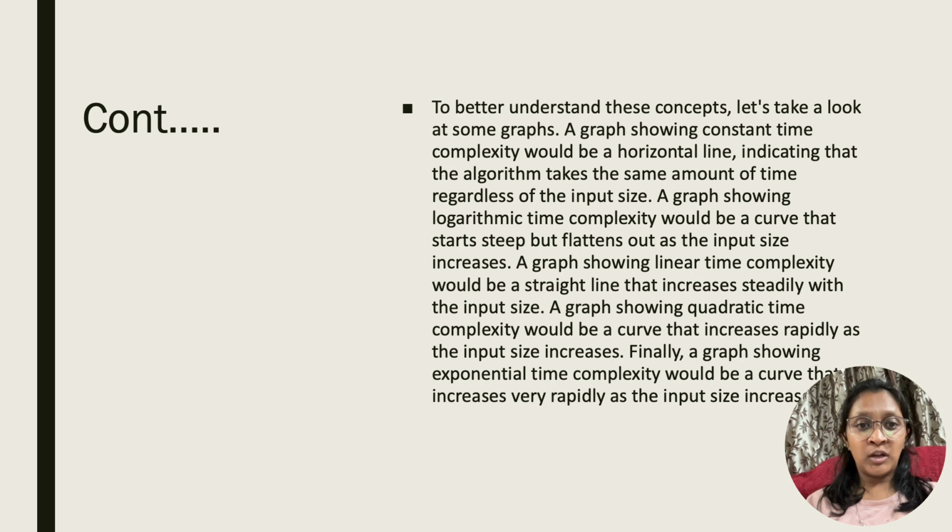A graph showing logarithmic time complexity would be a curve that starts steep but flattens out as the input size increases. A graph showing linear time complexity would be a straight line that increases steadily with the input size. A graph showing quadratic time complexity would be a curve that increases rapidly as the input size increases.